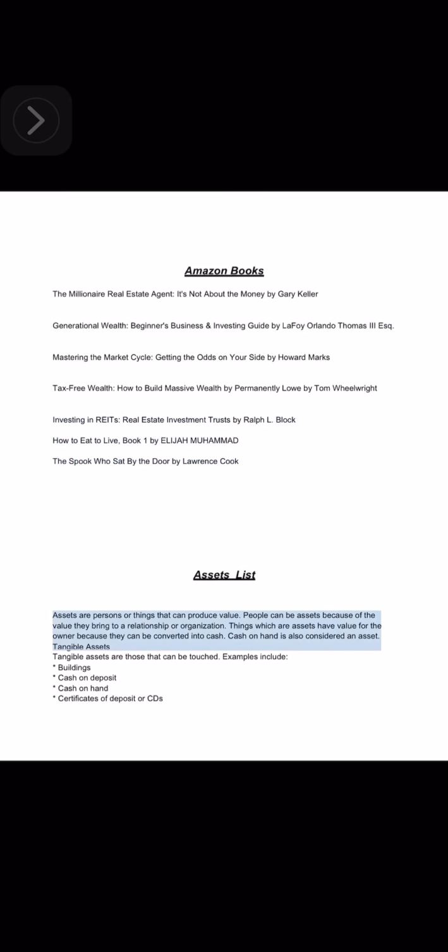Assets list. Assets are persons or things that can produce value. People can be assets because of the value they bring to a relationship or organization. Things which are assets have value for the owner because they can be converted into cash. Cash on hand is also considered an asset.